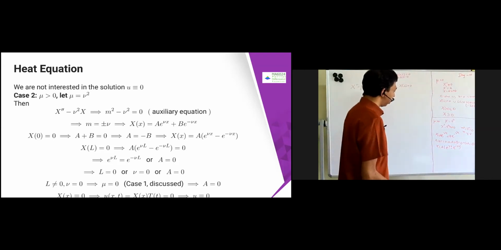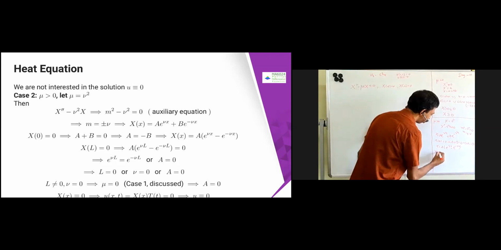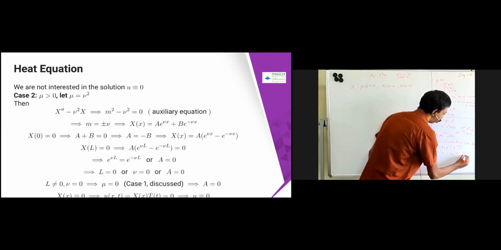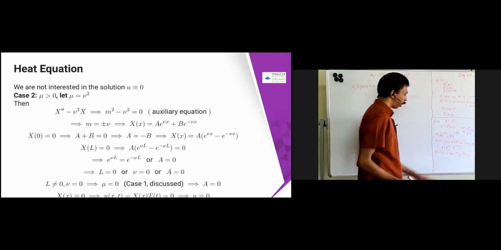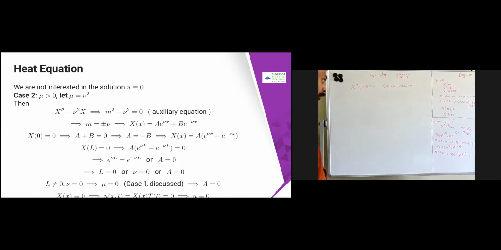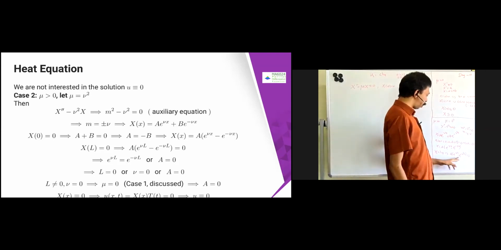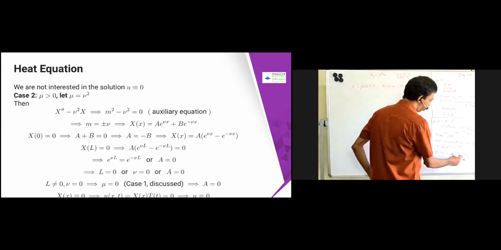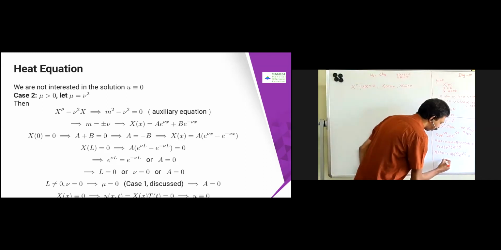Now x of l equal to 0 implies that a into e power mu l minus e power minus mu l equal to 0. So I have two quantities whose product is 0. Therefore, one of them should be 0. Either a is 0 or e power mu l minus e power minus mu l is equal to 0. So if that is 0, what we have is that e power mu l equal to e power minus mu l.